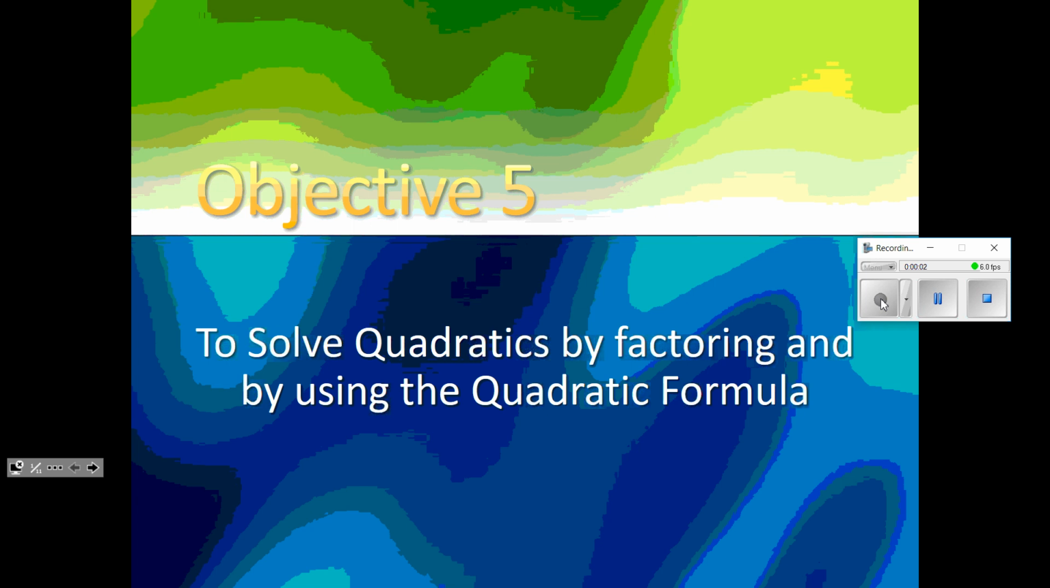Good morning. This is going to be Objective 5. We are going to solve quadratics by factoring and by using the quadratic formula. So this should be Algebra 2, so hopefully it will go pretty quick.